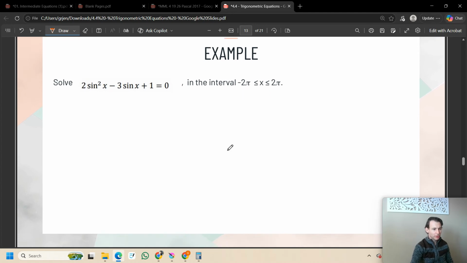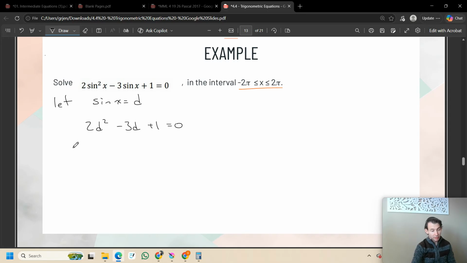Oh, look, the domain changed again. We have to consider negative values of x. Hooray! Okay, so we want to factor this one. So maybe we're going to do a substitution. Sine x equals... we've already used a... oh, I can't use e. I was going to use e. I'll use d. Okay, so we should say let, because this is like a move we're doing. Let sine x equal d. So we have 2d squared minus 3d plus 1 equals 0.